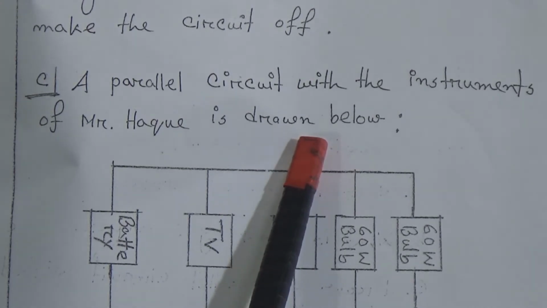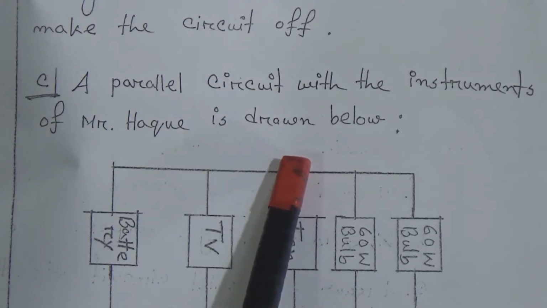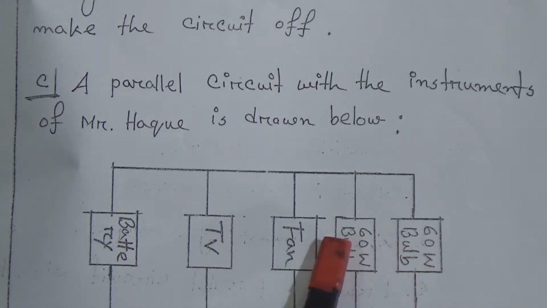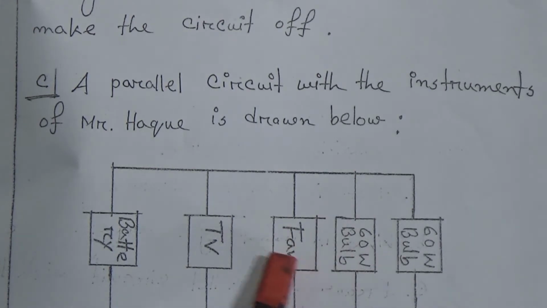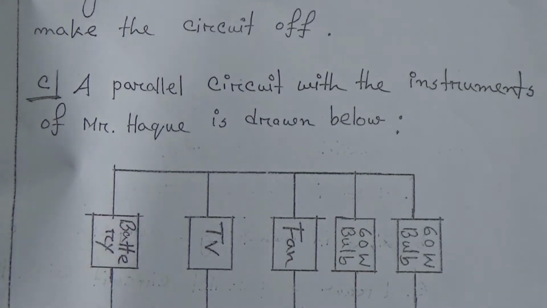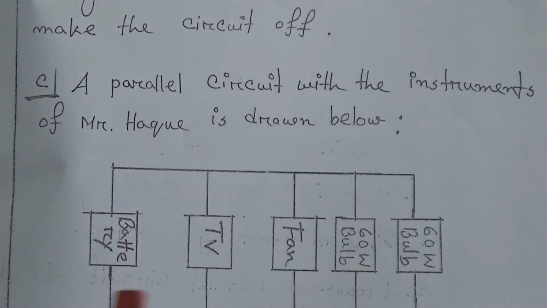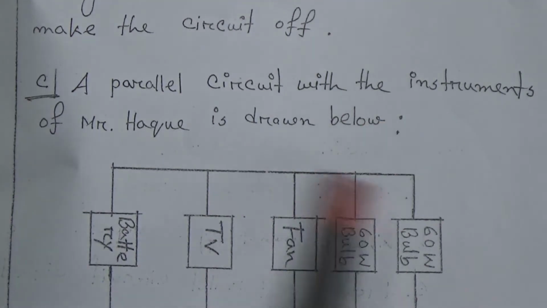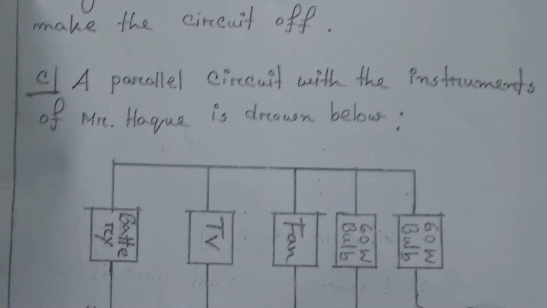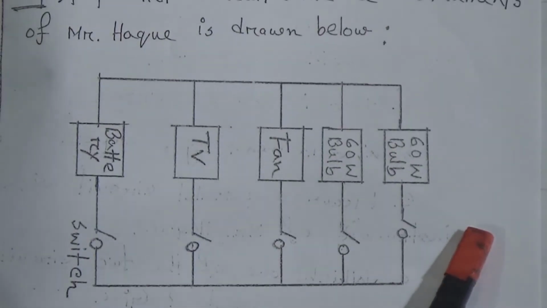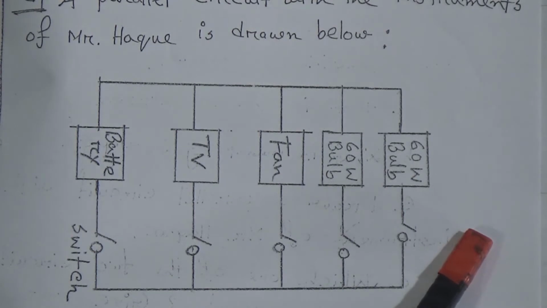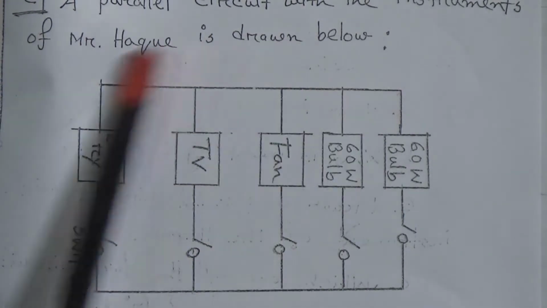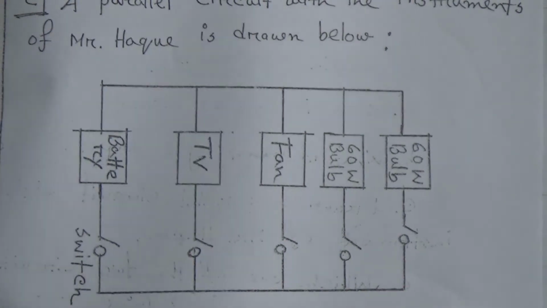Mr. Hawk uses in the office two 60-watt bulbs, a fan and a television, and there is the connection of a cell or battery, and that is the source of all this. And this way you have to draw these parallel circuits, and this will be your homework. You have to draw these parallel circuits as in the stem given the information, and I show how you will draw it. Now come to question answer of D.